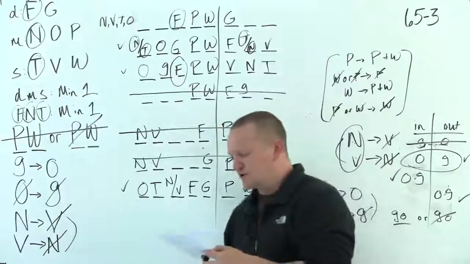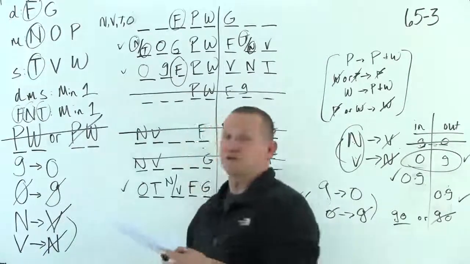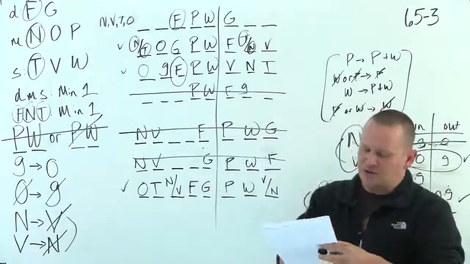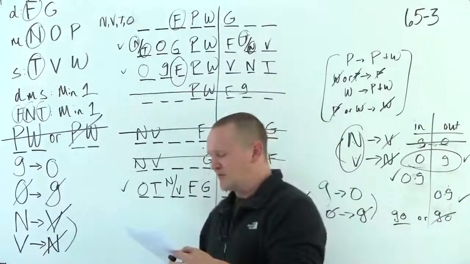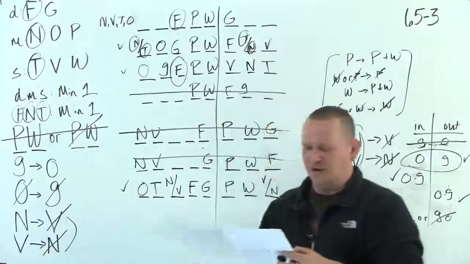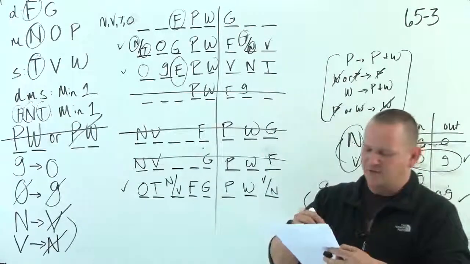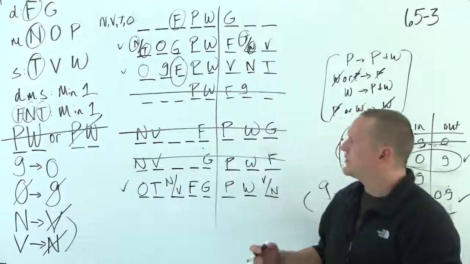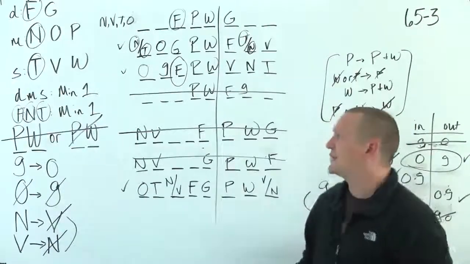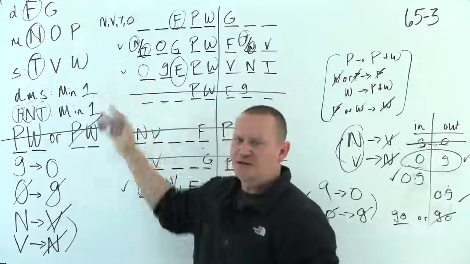The fourth rule, if G is selected, then O must be selected. Well, let's look at C. G is selected, O is not selected. Okay. The fifth rule, if N occurs, then V cannot occur. Well, in A, N occurs and V also occurs. So we're just down to B and E. And now with just two answer choices, it's much easier to go and look at these rules.